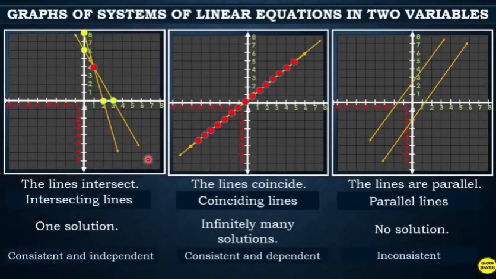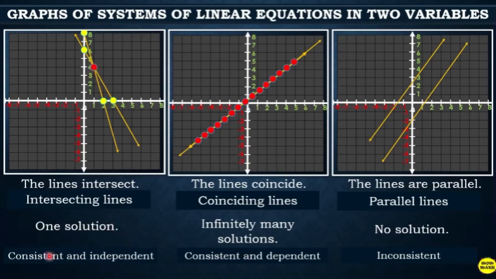Okay, so kung babalikan natin yung ating previous video tutorial, we have three kinds of graphs of systems of linear equations in two variables. We have the intersecting lines, the coinciding lines, and the parallel lines. So ito pong tatlo ay ang magiging result ng graph natin kapag nag-solve po tayo ng systems of linear equations in two variables. So tatandaan na kapag intersecting lines, they meet at exactly one point. That's why we only have one solution.